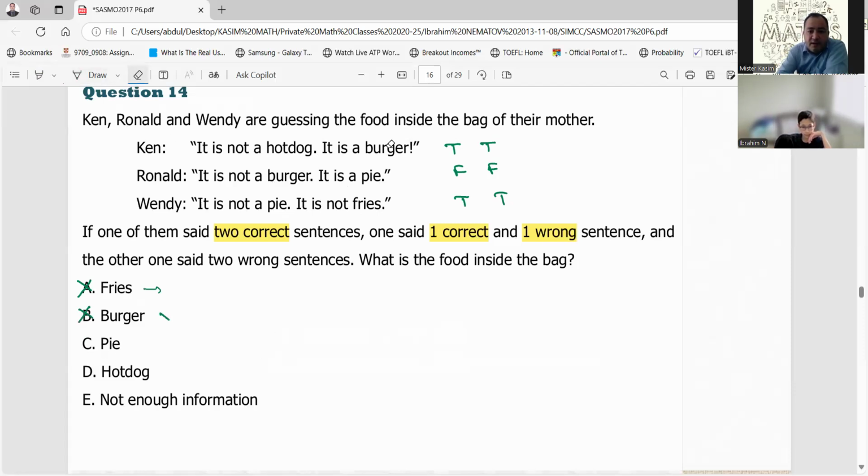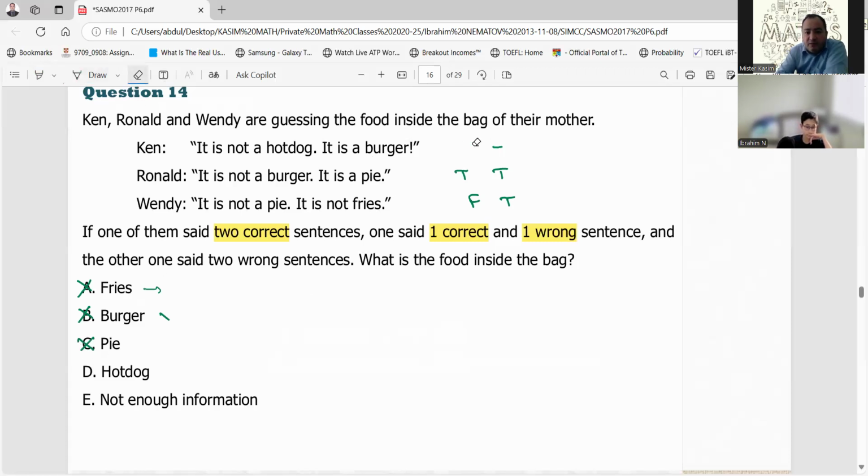And now let's say this is pie. If it is pie, it's not a hot dog. True. It's a burger. False. It's not a burger. True. It is a pie. True. It's not a pie. False. It's not fries. True. Again, we have false, true, right? Also, that is not the correct answer.